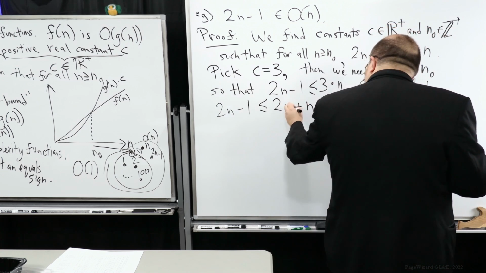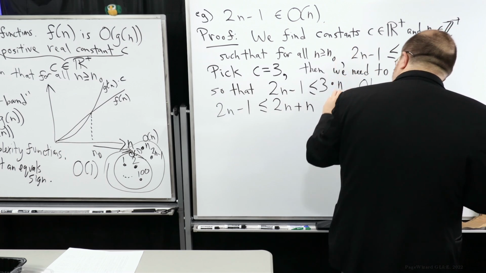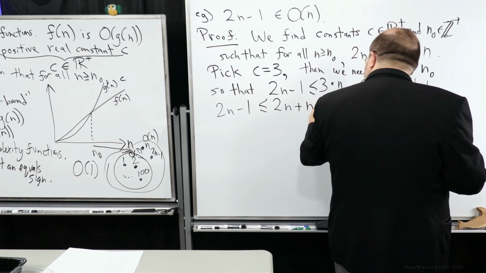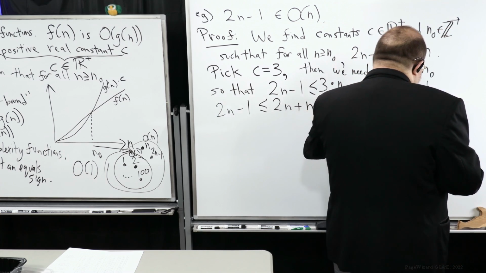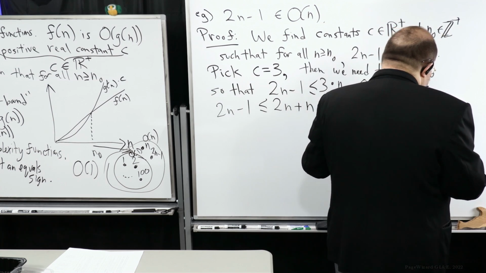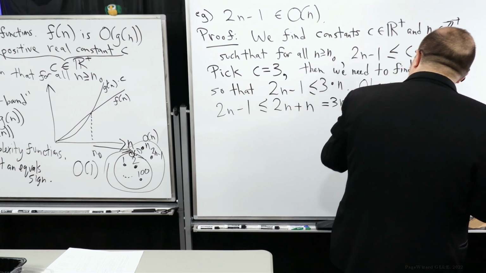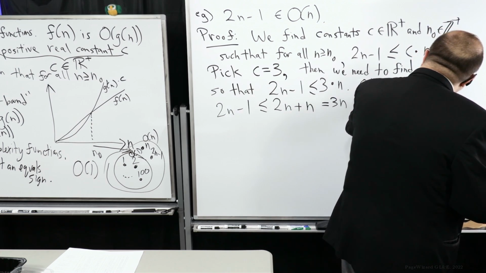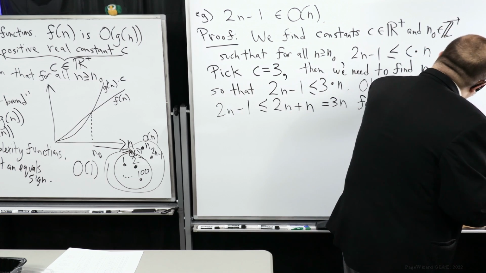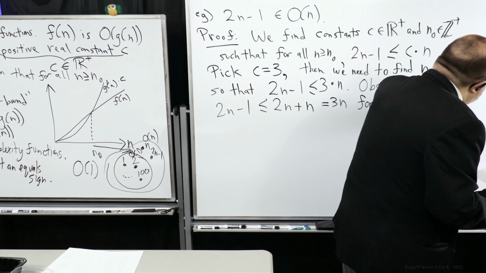But I want to write it in terms of the function, in this case n, so in terms of g. But that's just 3n, right? My claim is that this actually will work for every n greater or equal to 1, for the following reason.